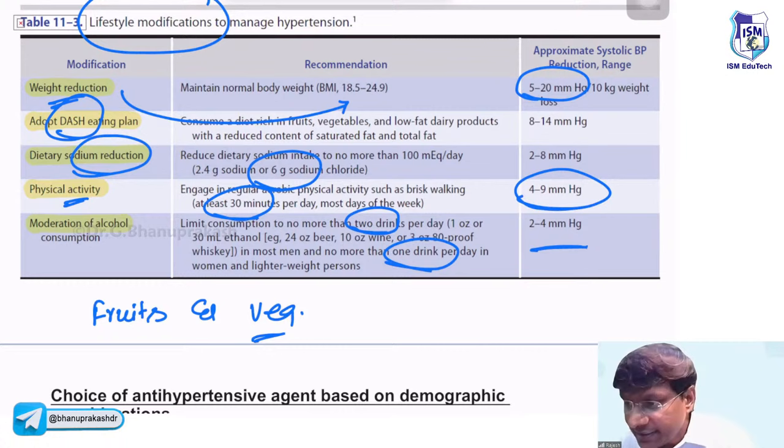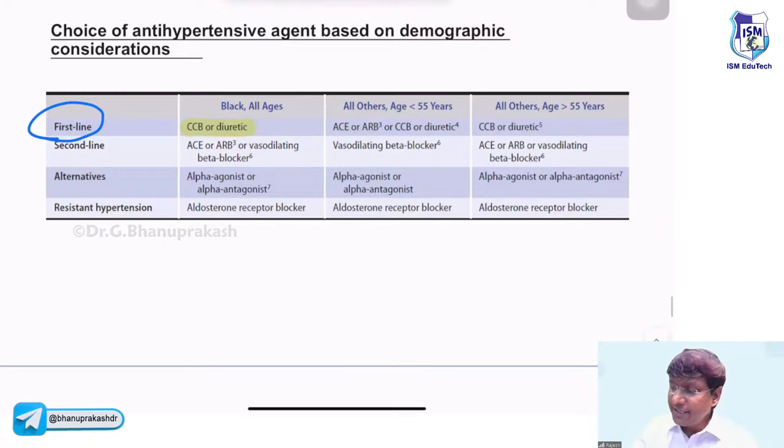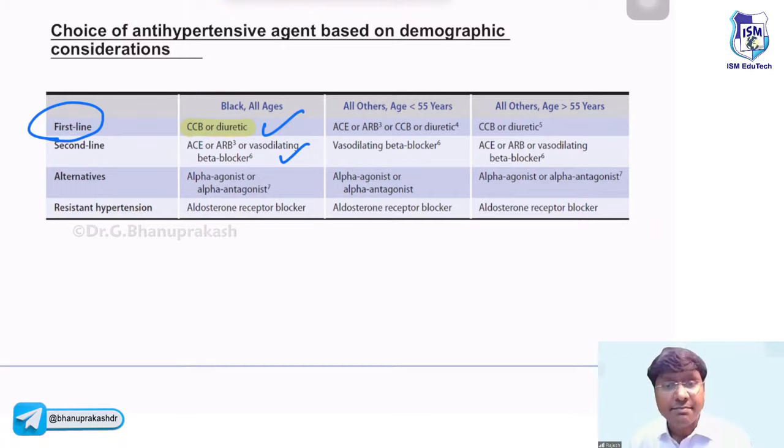Okay. Now, coming to the treatment for hypertension, what is the first line antihypertensive? Whatever might be the age, particularly whatever might be the ethnicity, the first line antihypertensive should be calcium channel blocker or diuretic, right? Second line will be ACE inhibitor or ARBs, particularly in the black population. Whereas if you take whites, ACE inhibitors or ARBs itself is the first line. But if the question is asked, what will be the first line antihypertensive, then the answer should be diuretic.